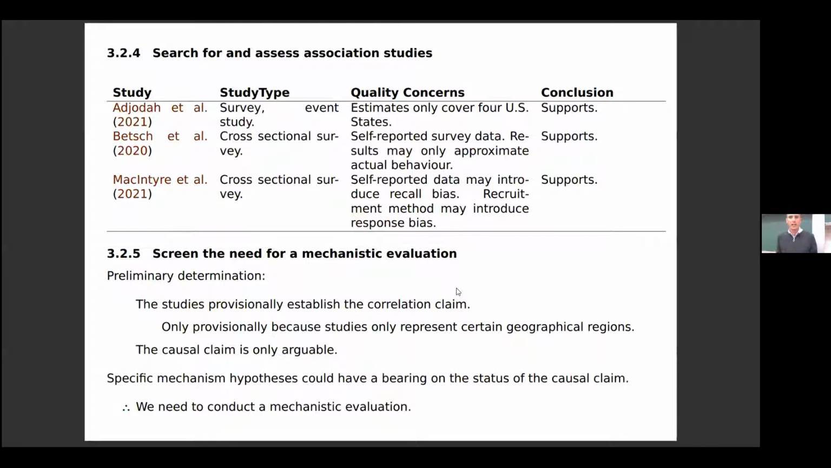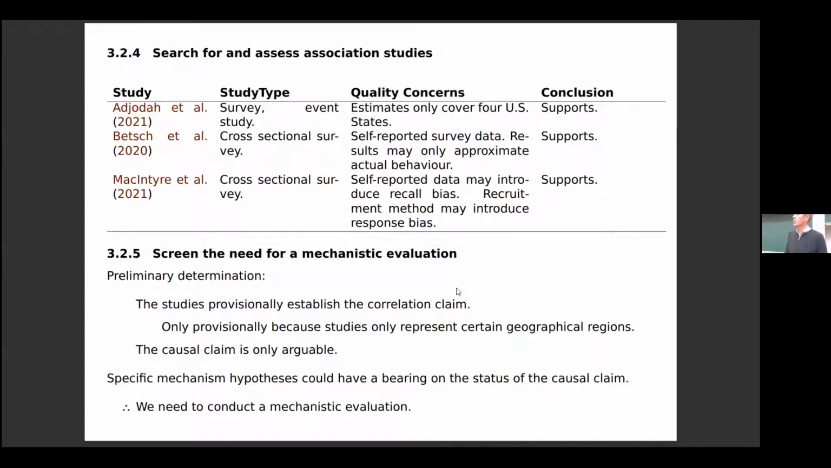Search for the association studies. These broadly support the correlation claim and the causal claim, but much less strongly than in the case of the problem claim. So our preliminary determination is that the studies only provisionally establish the correlation claim. One reason is they are only representative of certain geographical regions. And the status of the causal claim is even lower.